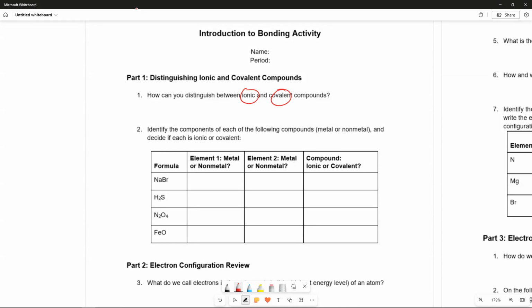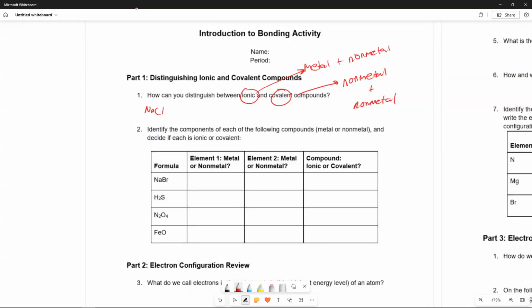So you have to remember here that ionic refers to a metal plus nonmetal, and covalent refers to a nonmetal and a nonmetal. Alright, so let's give examples. An ionic compound, the most common one you'll probably see is sodium chloride, NaCl. This is going to be ionic because we have here a metal, sodium, and a nonmetal, chlorine.